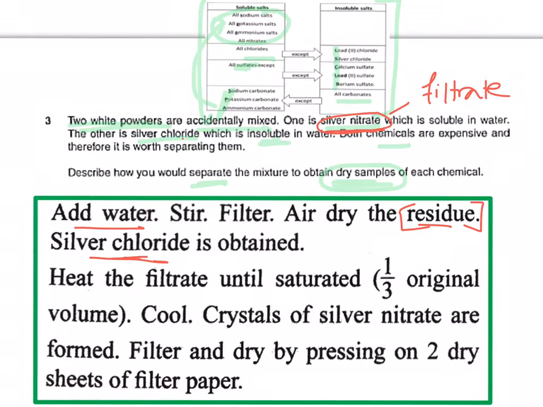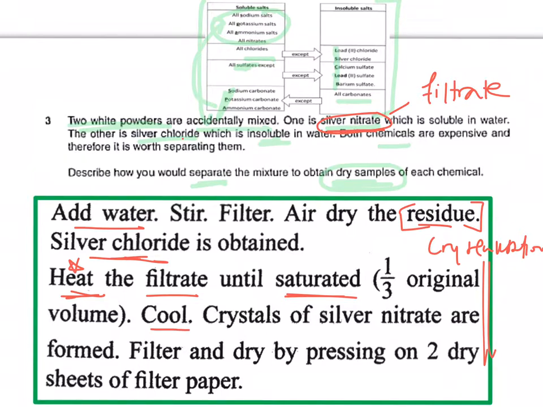Okay, then moving on, how do you get the salt back from the solution? So you have to heat. Actually, this whole process here is crystallization. Let's take a look at what are the keywords that you must have. Now, heat. Firstly, you must heat. Heat until when? Saturated. This is usually about 1/3 of the original volume.